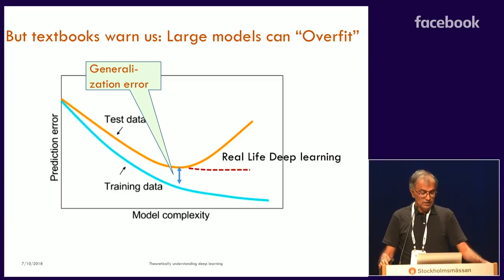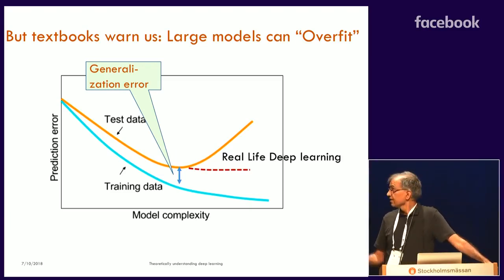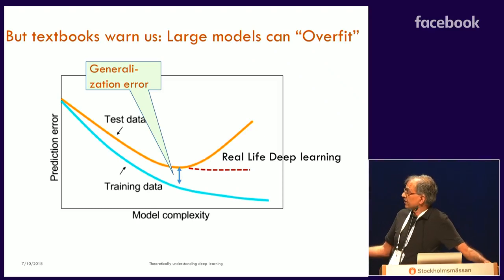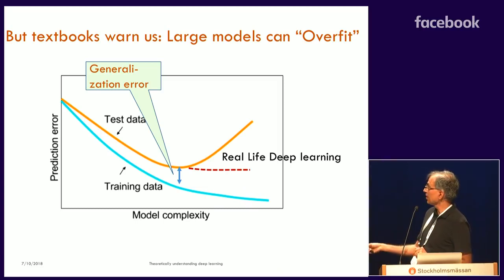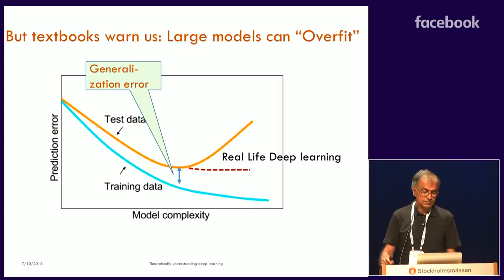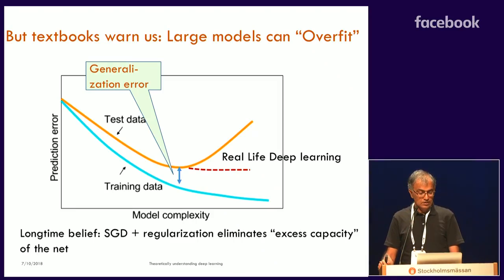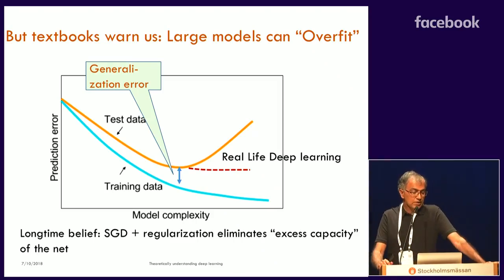All right. But in real-life deep learning, often the curve is more like this. Maybe it's not flat, maybe it rises a little bit, but you certainly don't see the sharp U curve in many settings. Now, people have known this for a long time, and the belief was that somehow all the knobs you can turn in deep learning, SGD, learning rates, regularization, momentum, and so on, eliminate the excess capacity of the net, whatever that means.